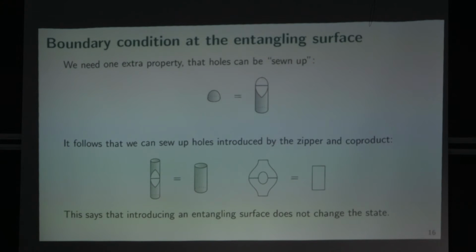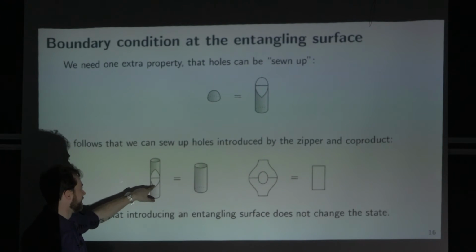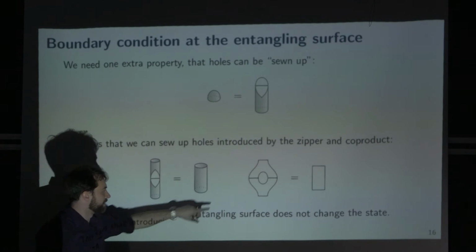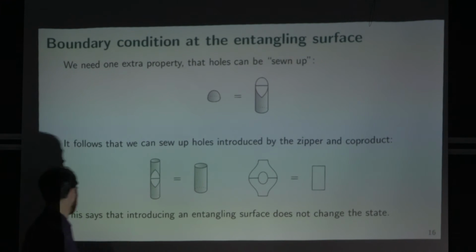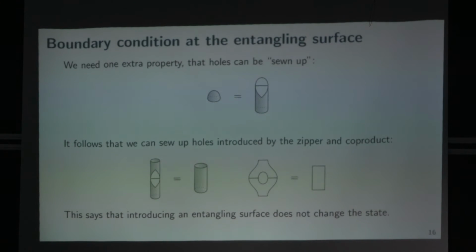It turns out to be true for the rules that I gave you for two-dimensional Yang-Mills theory. And from this one, it follows that you can sew up holes. Using the other axioms, you can show that you can sew up holes anywhere that they appear. So if you have this kind of window-like thing, you can close it up, or you can have a hole in the middle of a diagram like this and close it up like that. It's just the statement that introducing an entangling surface shouldn't change the state, shouldn't change any correlation functions or anything.